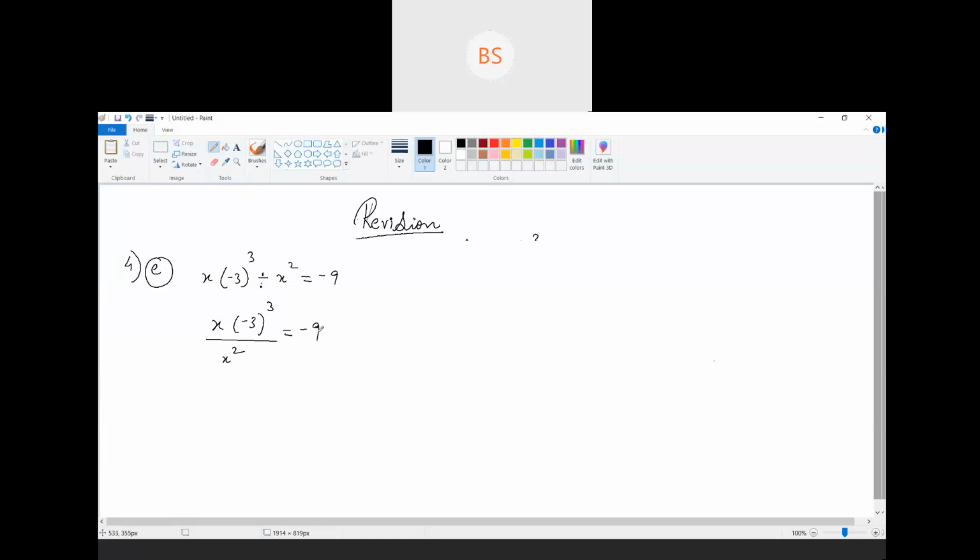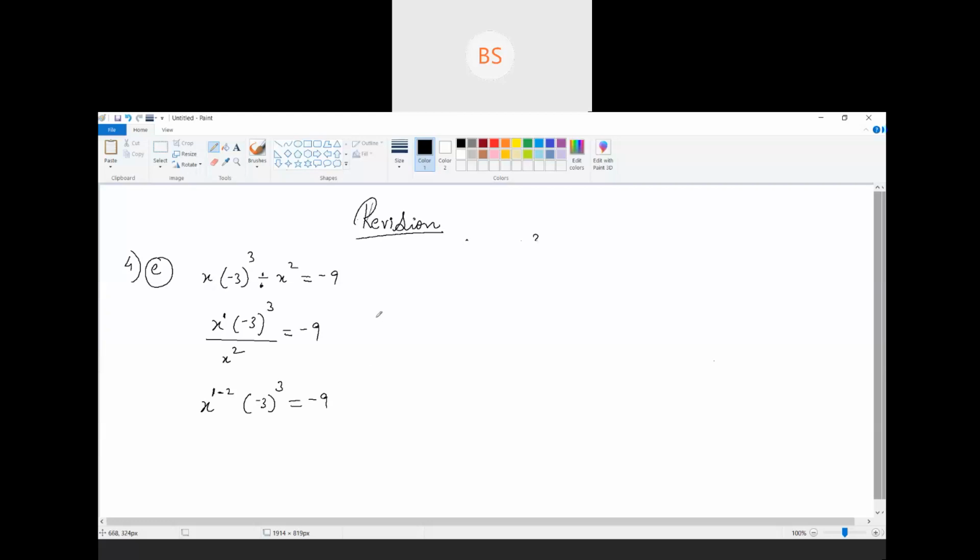Got this? Yeah, this is how we can write, no? Yes, ma'am. So now here you can see you have x raised to nothing, means 1. Now x raised to 1 upon x raised to 2. So applying the law here, what it becomes? x raised to 1 minus 2, and this (minus 3) raised to 3 as it is, equal to minus 9, I'll get. Correct?